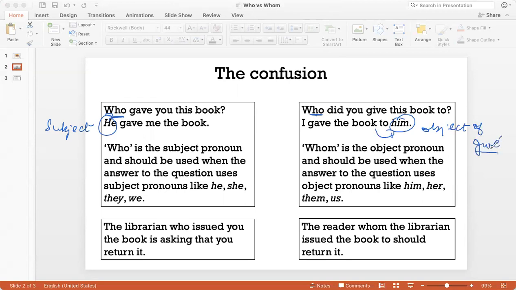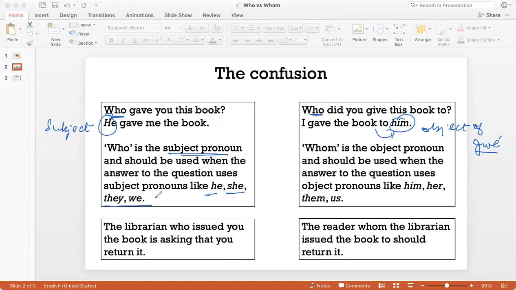So you see, who is then the subject pronoun? Because when you answer a question involving who, you use subject pronouns like he, she, they, we. Who gave you this book? They gave me this book. He gave me this book. She gave me this book.